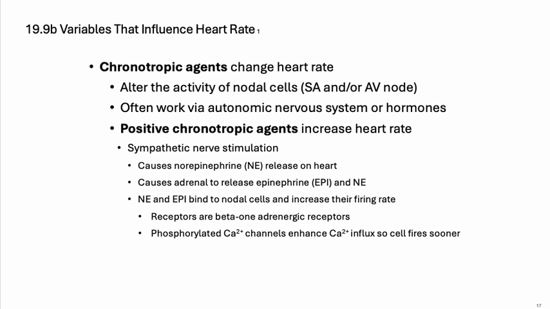So if you can alter the SA node, and I'll show you an image in a moment of what that would look like, but if you alter the activity in the SA or the AV node, then of course you're going to influence the rate at which you have these stimuli leaving the pacemaker, which is going to influence your heart rate, right? So if you have a drug, medication, or hormone that increases your heart rate, that's called a positive chronotropic agent, right? So something that increases heart rate.